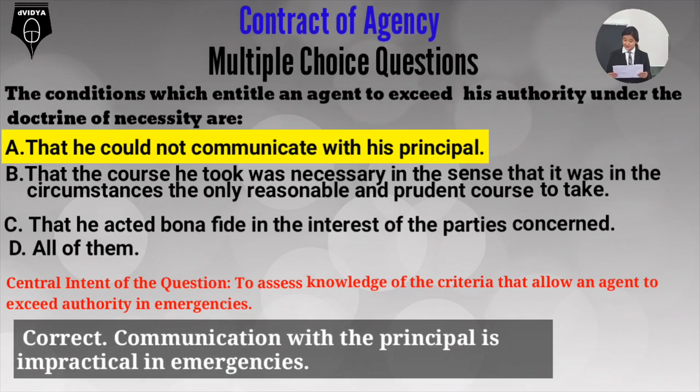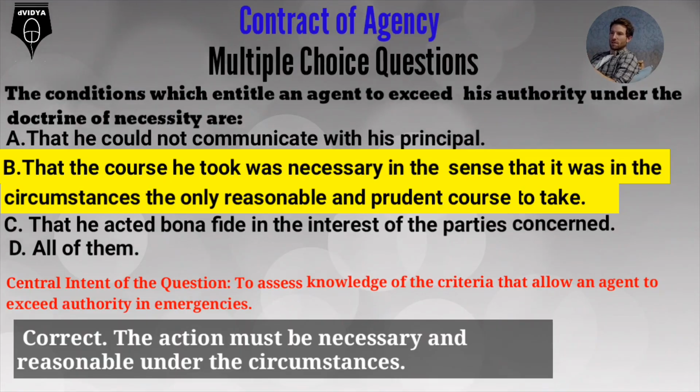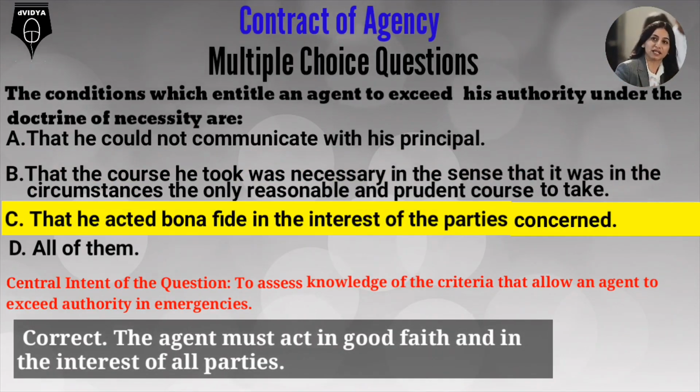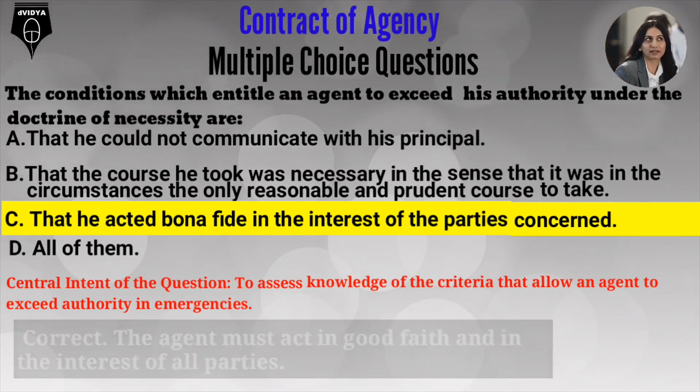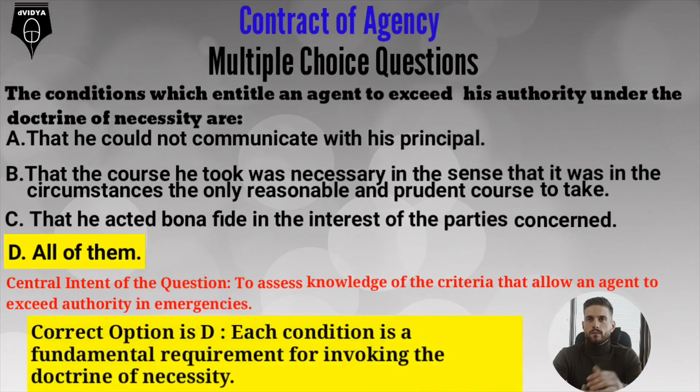Option A, that he could not communicate with his principal. Correct. Communication with the principal is impractical in emergencies. Option B, that the course he took was necessary in the sense that it was in the circumstances the only reasonable and prudent course to take. Correct. The action must be necessary and reasonable under the circumstances. Option C, that he acted bona fide in the interest of the parties concerned. Correct. The agent must act in good faith and in the interest of all parties. Option D, all of them. Correct. This encapsulates all the above points. Correct option is D. Each condition is a fundamental requirement for invoking the doctrine of necessity.